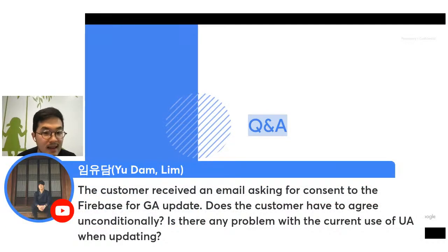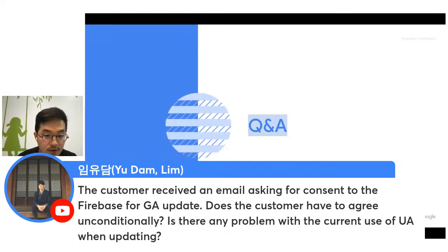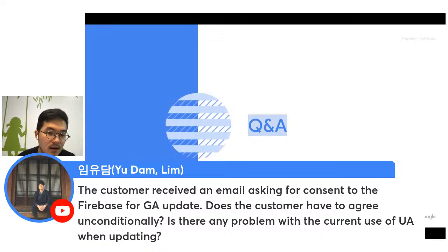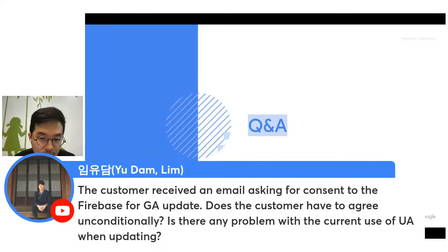Okay, Udam, hi. The customer received an email asking for consent to Firebase for GA update. Does the customer have to agree unconditionally? Is there any problem with the current use of UA when upgrading?